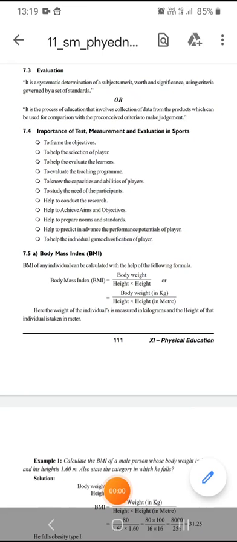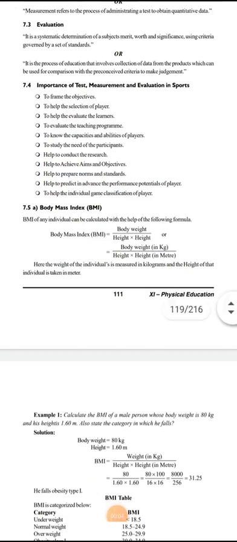Hello dear students. So today we will proceed to our next topic, that is BMI. Definition of test, measurement and evaluation we have already discussed, and importance of test, measurement and evaluation we have discussed. Before proceeding to BMI, first we will recapitulate the topic.